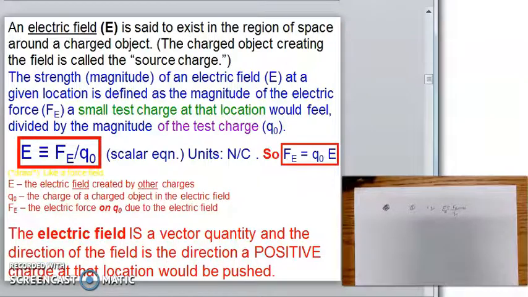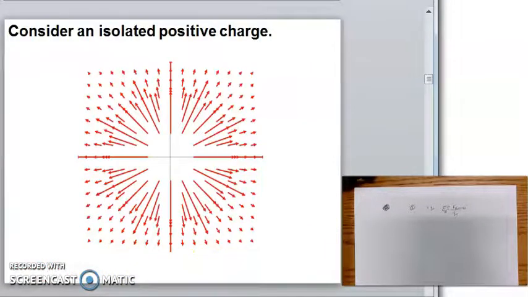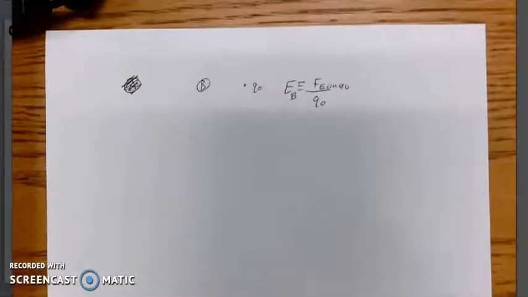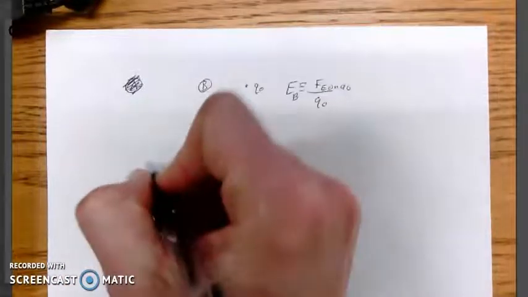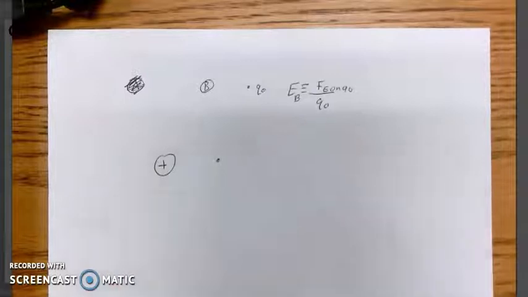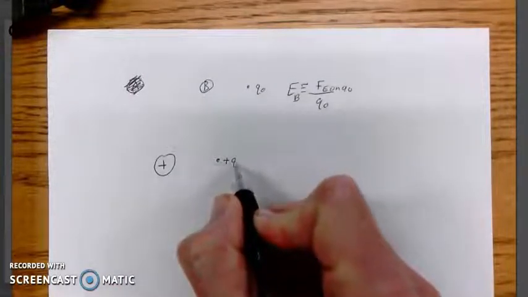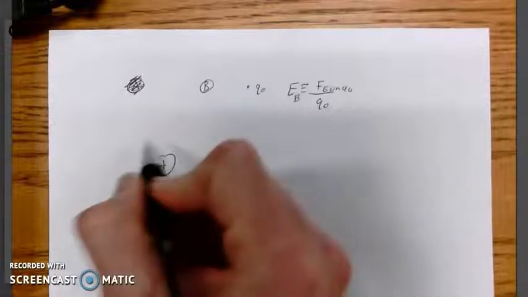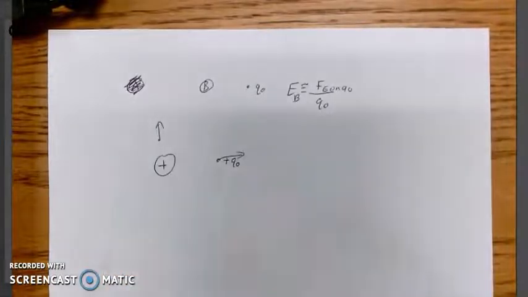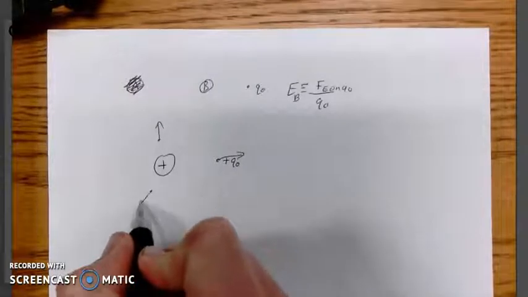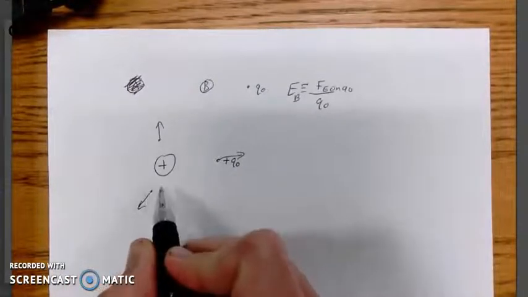So if you were to look at something like, well, I guess I'll go back to here. If this were a positive charge, and you have something out here, and you pretend to put a little positive charge there, just pretend that's positive, a positive Q naught, it would get pushed that way. And if it was here, it would get pushed away. And if it were there, it would get pushed inward. But if it were negative, it would get pushed the opposite direction.